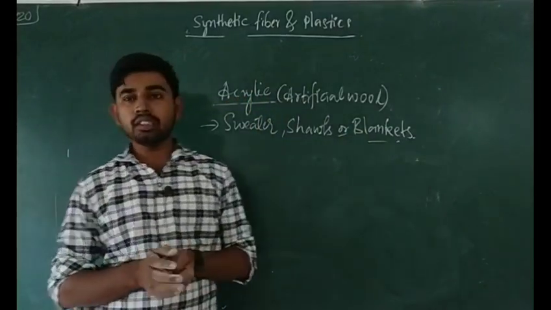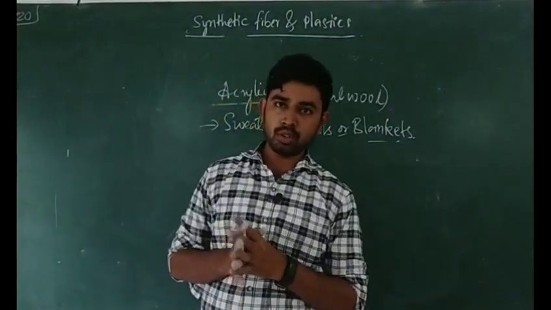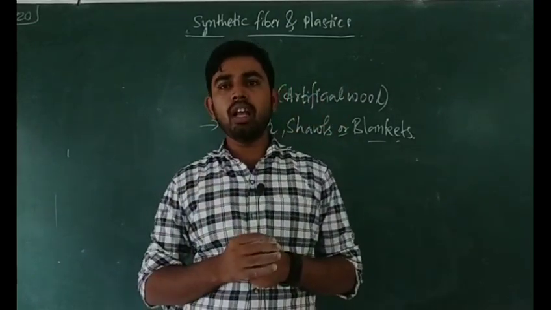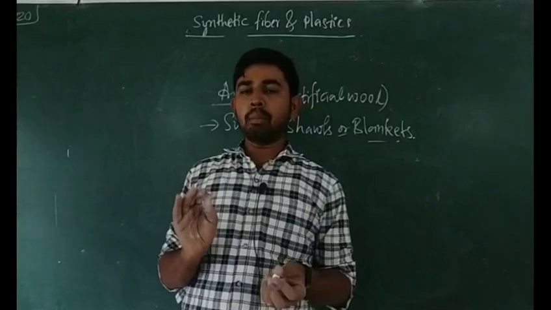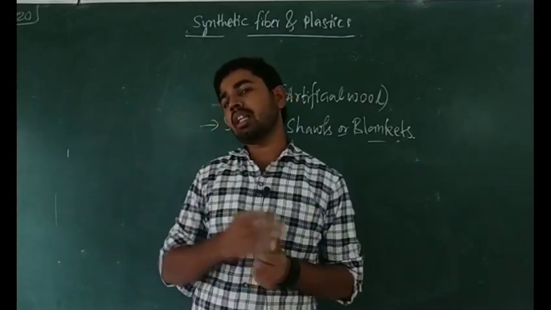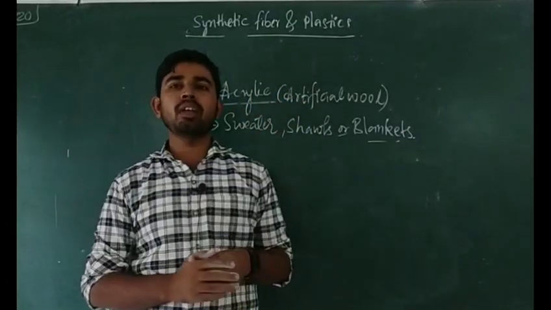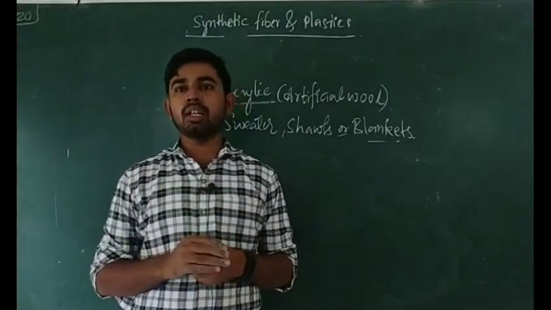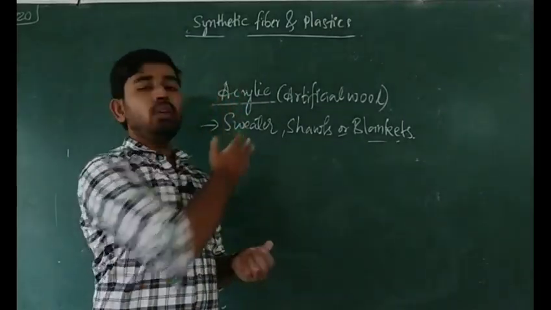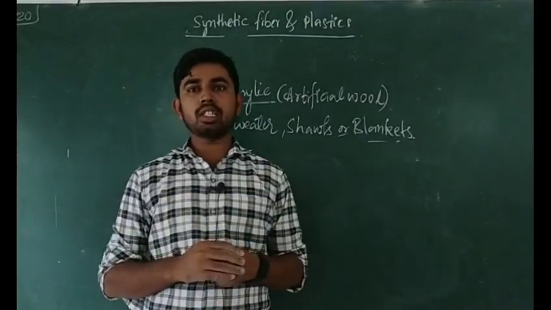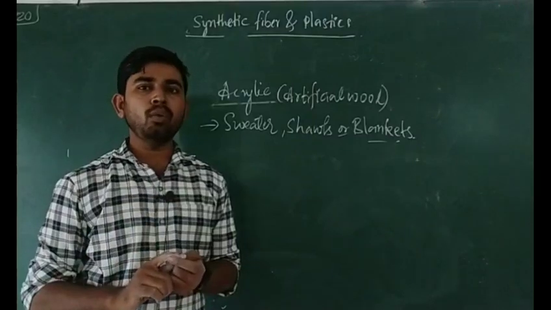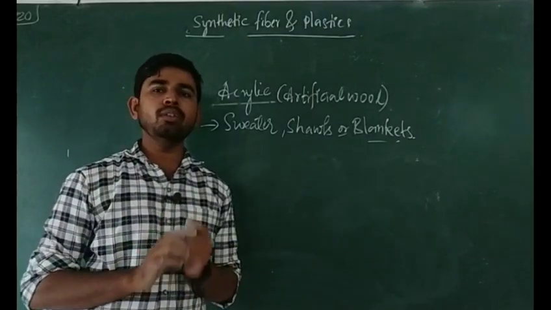One more thing you should remember is that when we are talking about natural fiber, we can see only a particular number of colors, whereas by using acrylic we can prepare n number of colors. Why? Because we can dye it in any color. That is also one of the advantages of acrylic. So it is called artificial wool. Why? Because it resembles the properties of wool.